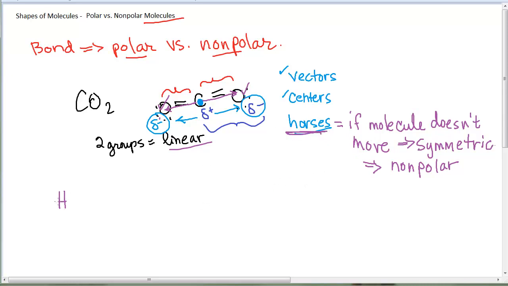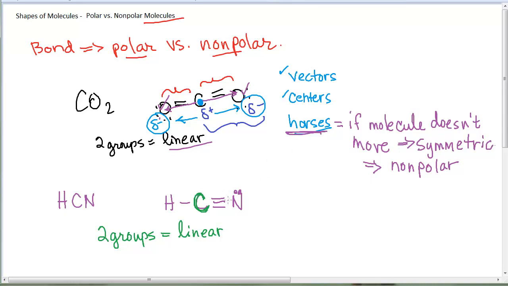On the other hand, I look at an HCN molecule. I did that very quickly because you're getting really good at it. This is also a linear molecule. The central atom is the carbon, and there are two groups, a triple bond and a single bond, and so it is linear, 180 degrees.